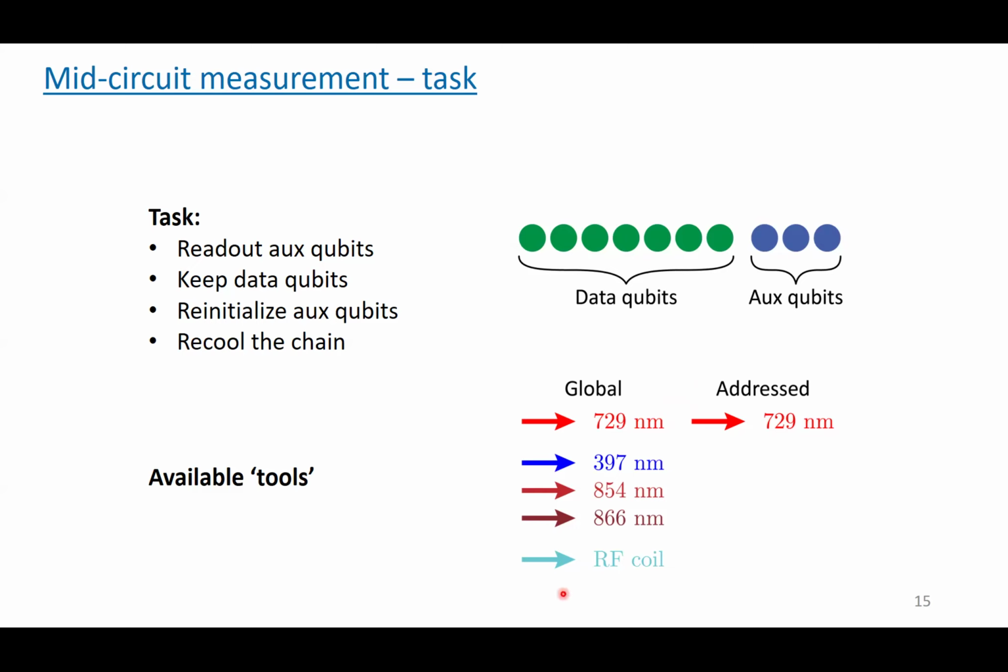The problem is we have a limited amount of tools. Basically, the only addressed interaction we can do is the 729 interaction. So we cannot just detect with 397 and 866 in an addressed way. We don't have the capability. We have limited optical access, and our setup is very compact. So we have to somehow deal with this set of tools, which creates some issues.